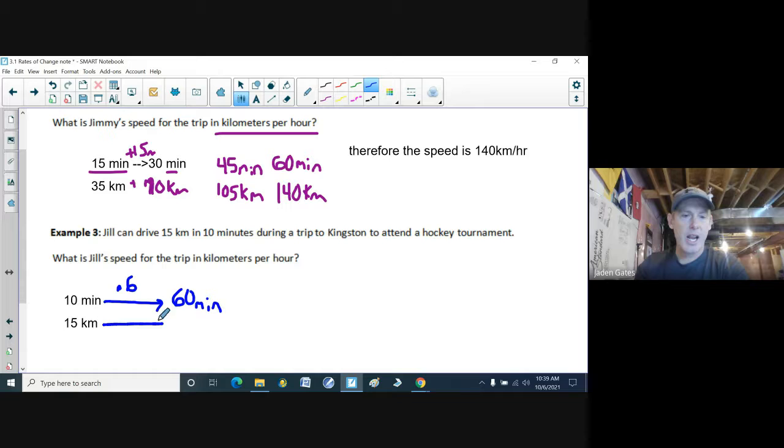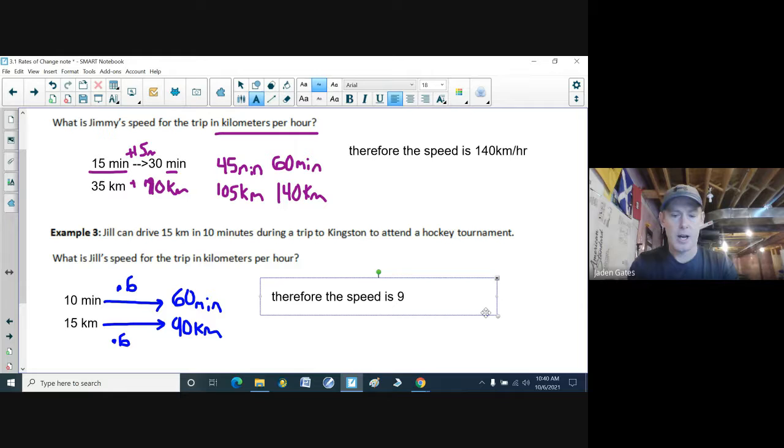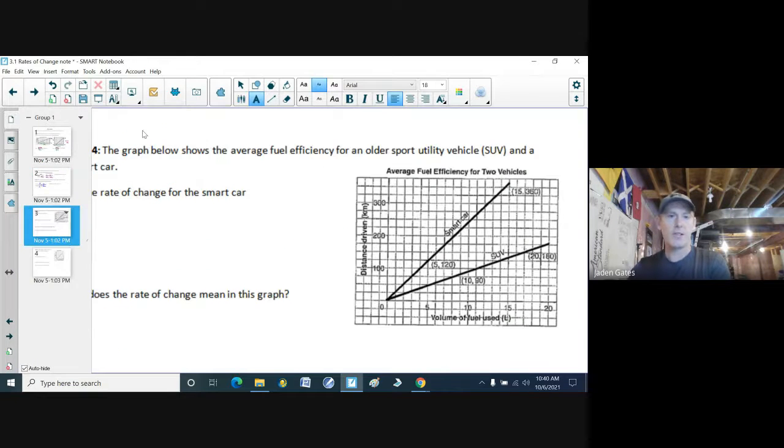I can do the same thing to the kilometers, times it by 6, to see how many kilometers we'd have. So I take my 15 kilometers and I times it by 6, and I get 90 kilometers. And so that's how far they travel in 60 minutes or in 1 hour. So therefore, speed is 90 kilometers per hour. Again, that's just looking at rates and how unit rates can look on a graph as well. But now we're going to specifically look at rates.